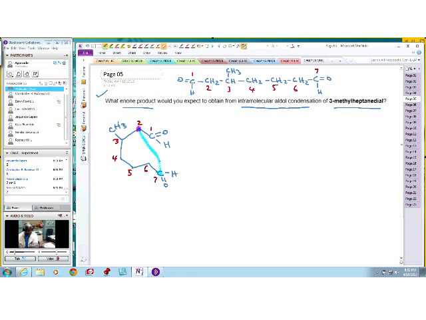Let's see. So how many carbons do we have in this ring if we do that? You say 6. Okay, 1, 2, 3, 4, 5, 6. Excellent. So let us call this one, the one with that color, compound A. Compound A will give us a 6-member ring. That's what you guys are telling us.